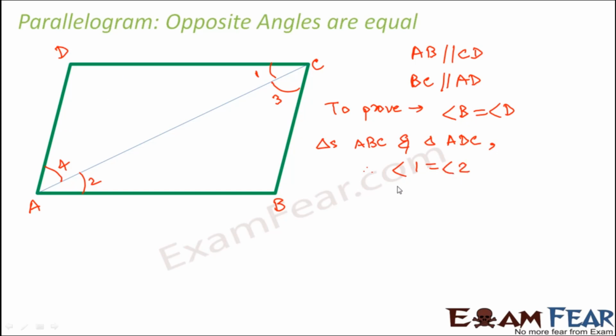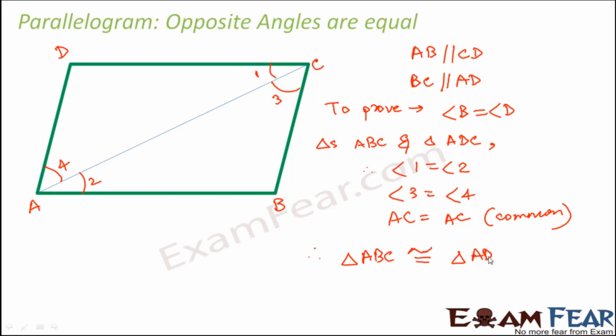Since BC and AD are parallel to each other, therefore angle 3 is equal to angle 4. And AC is equal to AC, which is a common side. So therefore, considering these three parameters, we see that triangle ABC is congruent to triangle ADC by ASA congruency. Now since these two triangles are congruent, therefore their corresponding angles are also equal. Therefore angle B is equal to angle D.